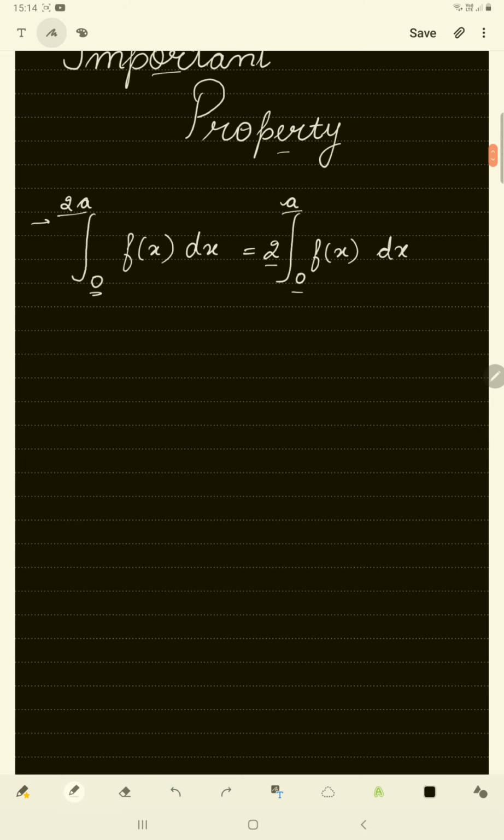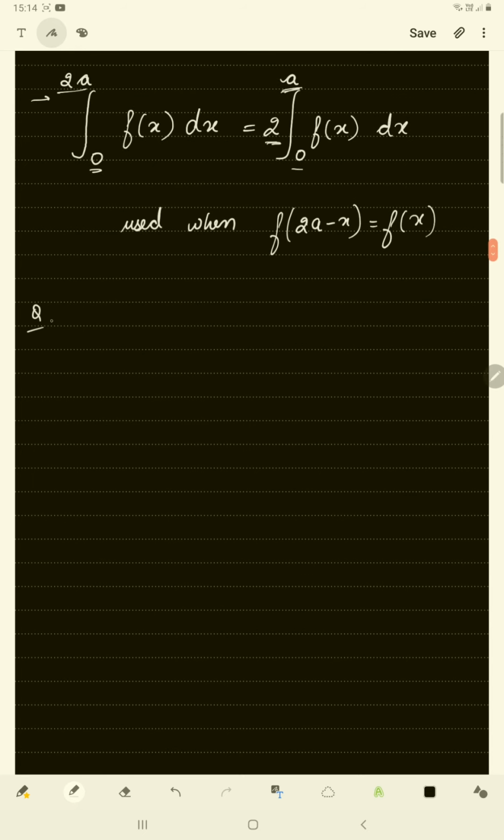So let me show you some of our questions based on this property. Let me first explain the property to you. We actually get a 2 over here, and we get the integral converted from 2a to a. It is used when we have f of 2a minus x equal to f of x. So we can just write directly like this. Let me show you some of the questions based on it.